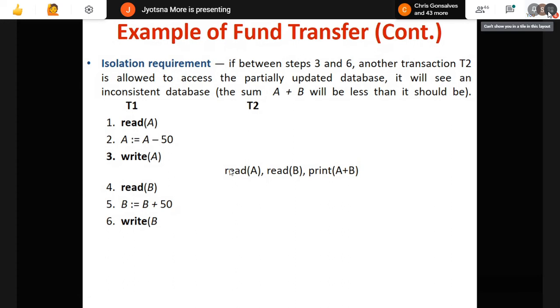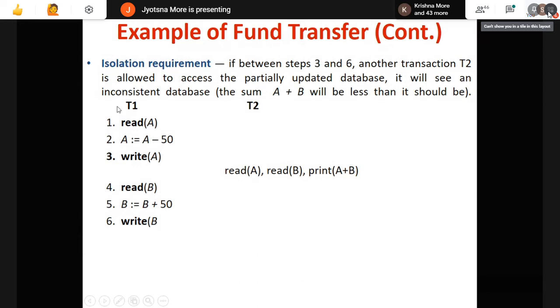Yes, student, for T2, we are here now. We have executed this till here. Now T2 started in between. So what will T2 read now? A value 200, correct? For this read A, T2 will read the A value as 200. Yes or no? I hope I am audible.